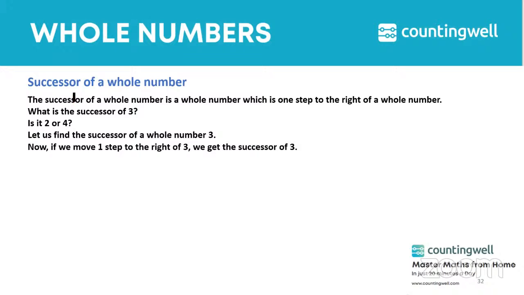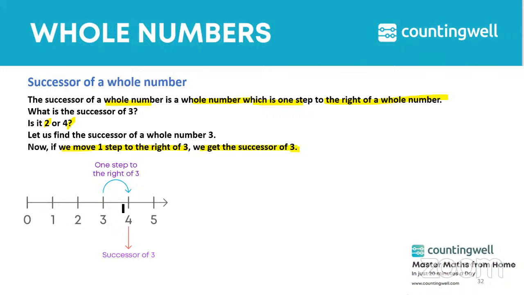The successor of a whole number is a whole number which is one step to the right of the whole number. So you have to remember that the successor of a whole number should also be a whole number. So successor of 3 is 2 or 4? If we move one step to the right of 3, we get the successor of 3. So successor of 3 is nothing but 4, which is one step right to the number 3.